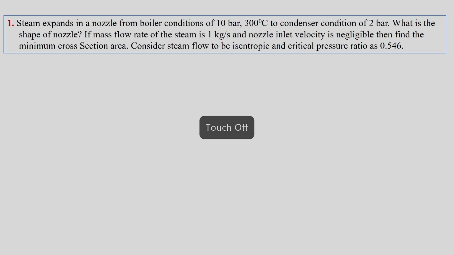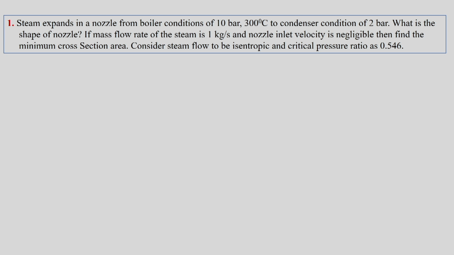flow through the nozzle. The first example states that steam expands in a nozzle from boiler conditions of 10 bar and 300 degrees Celsius to condenser conditions of 2 bar. What is the shape of the nozzle? If the mass flow rate of the steam is 1 kg per second and the nozzle inlet velocity is negligible, then find the minimum cross section area. Consider steam flow to be isentropic and the critical pressure ratio as 0.546.